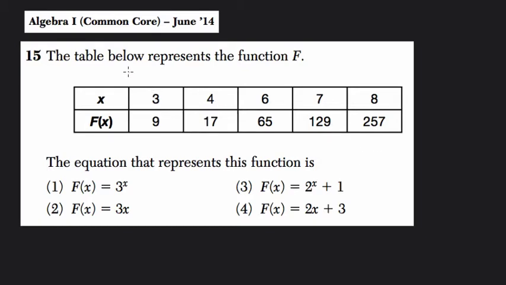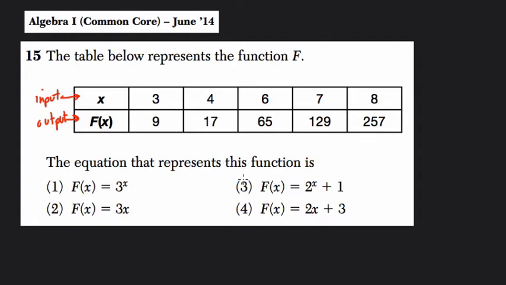Okay, so they're giving us a table, x and f of x, and they're saying it's based on the function f. So x is your input, right? And f of x is the output based on x. If that confuses you, you might want to rewrite f of x as just y. Y could be thought of as the output of x, and essentially everything would be the same. But we're going to use f of x because these are functions, and function notation is super awesome and useful. So the equation that represents this function is which of the following?